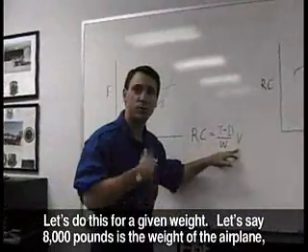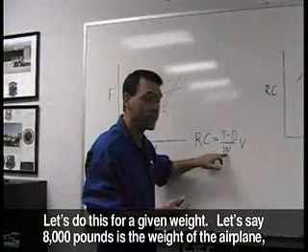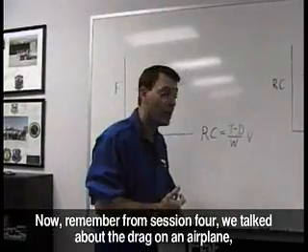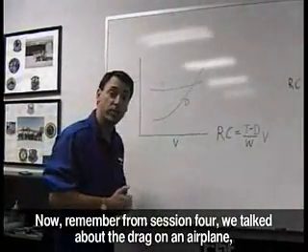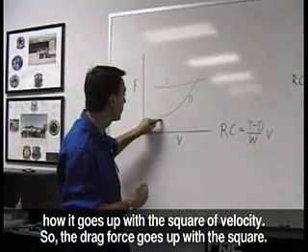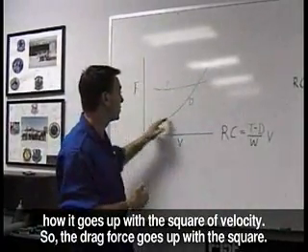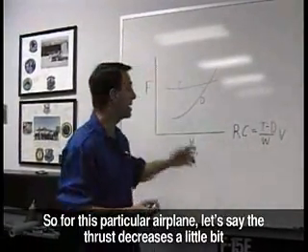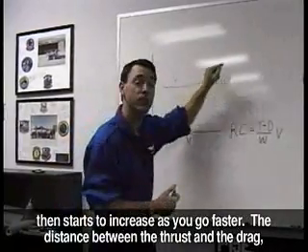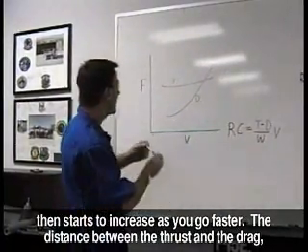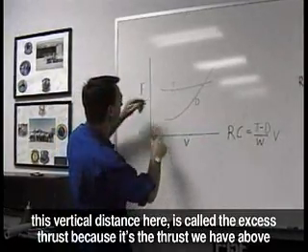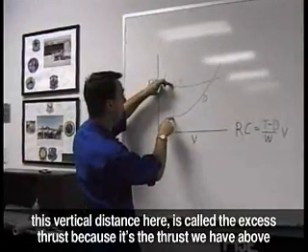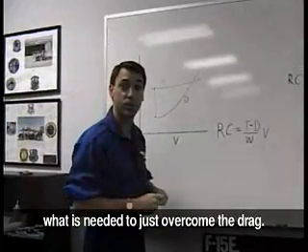There it is. Let's do this for a given weight. Let's say 8,000 pounds is the weight of the airplane, and we'll see how the rate of climb changes as I change the velocity of it. Now, remember from session 4, we talked about the drag on an airplane, how it goes up with the square of velocity. So the drag force goes up with the square. And at the same plot, I also want to show what happens with thrust. So for this particular airplane, let's say the thrust decreases a little bit and then starts to increase as we go faster. The distance between the thrust and the drag, this vertical distance here, is called the excess thrust, because it's the thrust we have above what is needed just to overcome the drag.